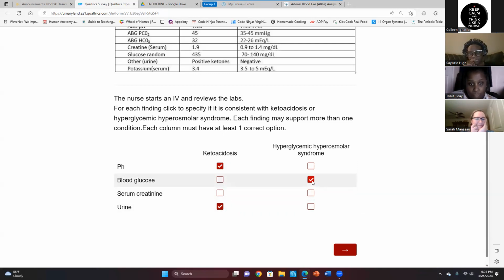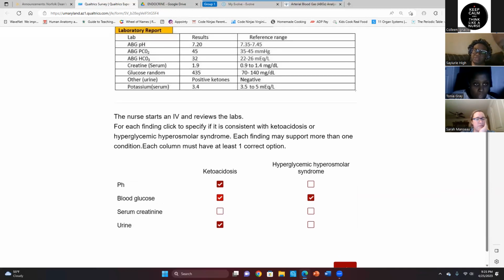Okay, what about creatinine, for ketoacidosis, blood glucose? Can we do both? I would say yeah, both. You can do both. Okay, I didn't know that. And creatinine, that's kidneys, right? Creatinine is high. So I would say acidosis for creatinine. Okay, you said acidosis for creatinine.